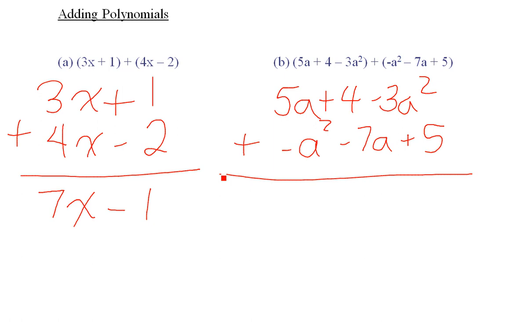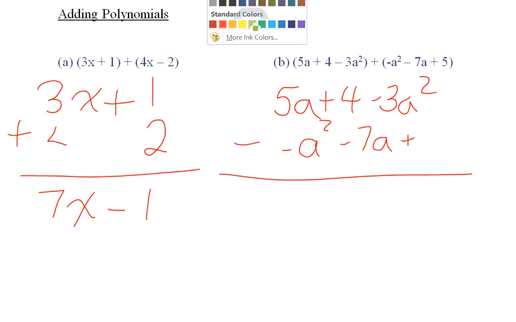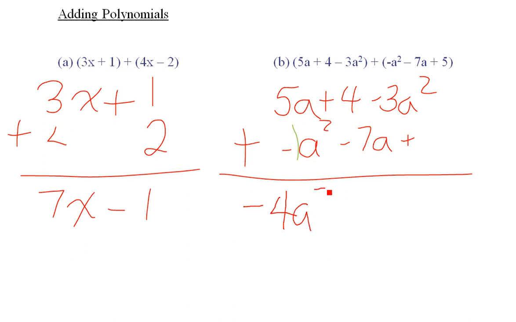What would negative 3a squared plus negative 1 be? Remember, that means negative 1. Let me just add that 1 there. Whoops, for some reason my plus sign became a minus, so let me change that. Okay, so what would negative 3a squared plus negative 1a squared be? And you're going to end up with negative 4a squared.